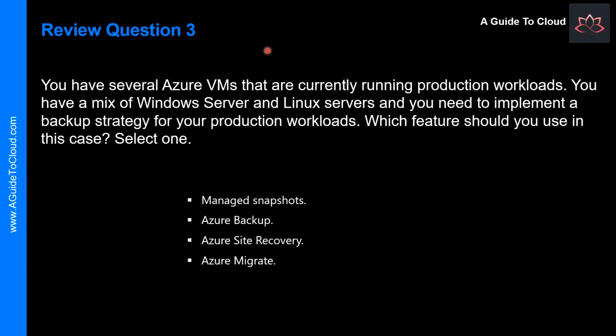Let's look at question number 3. You have several Azure VMs that are currently running production workloads. You have a mix of Windows Server and Linux servers, and you need to implement a backup strategy for your production workloads. Which feature should you use in this case? We just need to select one answer. So how do you back up? The correct answer is Azure Backup. For backing up virtual machines running production workload, use Azure Backup. Azure Backup supports application consistent backup for both Windows and Linux virtual machines.